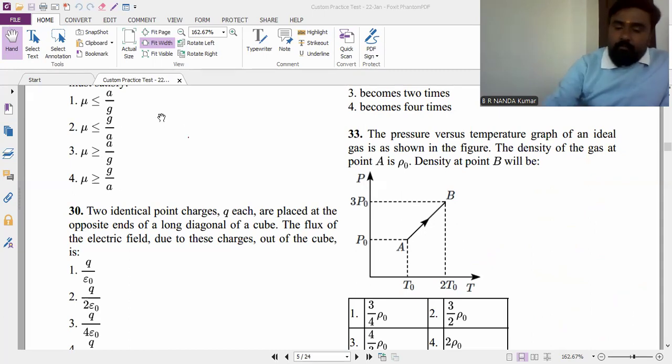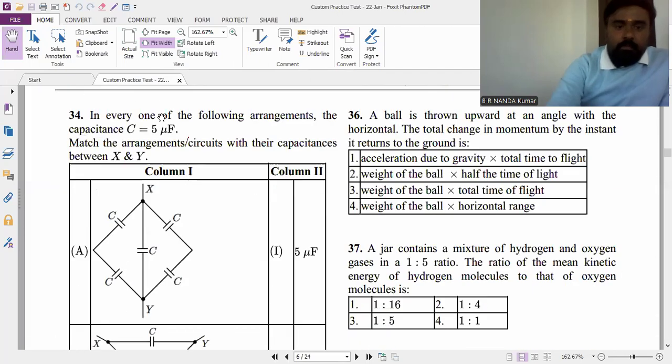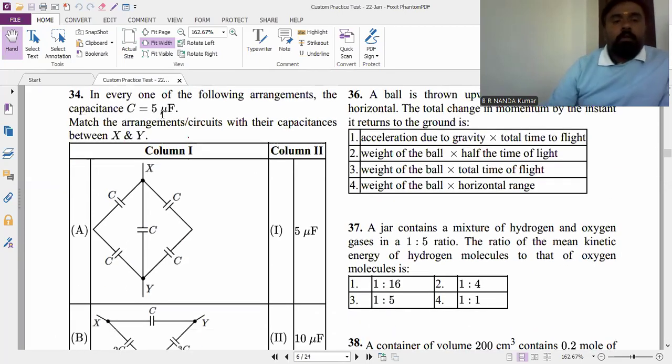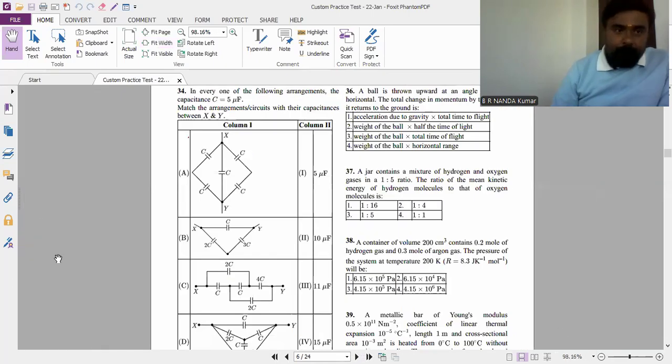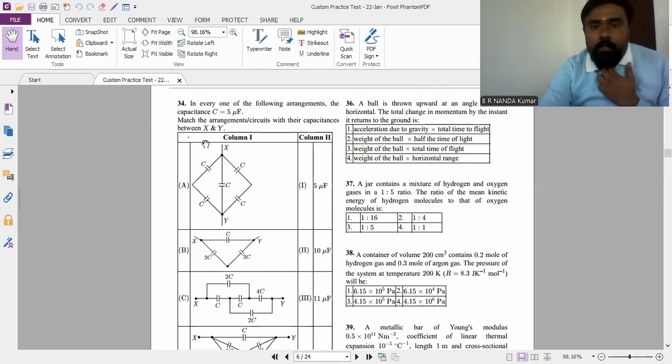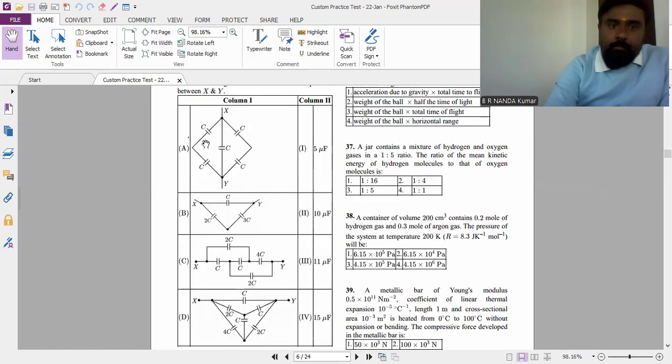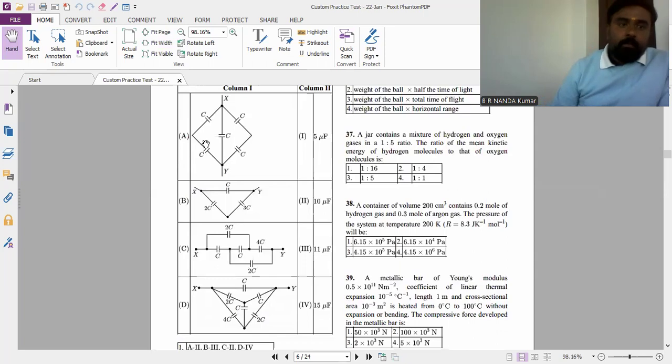So this is related to the ideal gas equation, a very simple question. The next question, number 34. In every one of the following arrangements, the capacitance is 5 microfarad. Match the arrangements, the circuits, with their capacitance between X and Y.